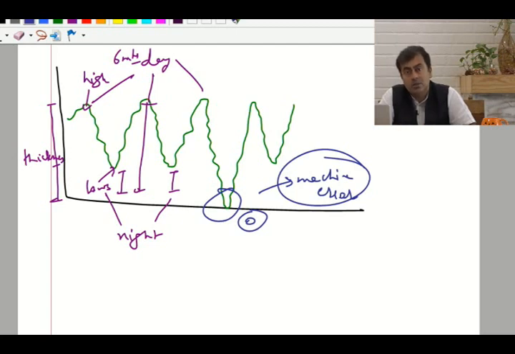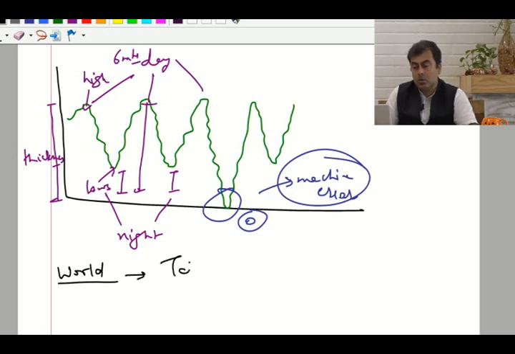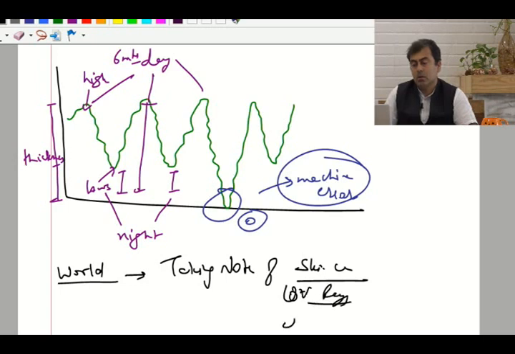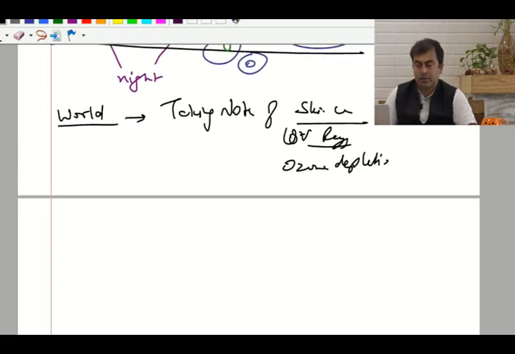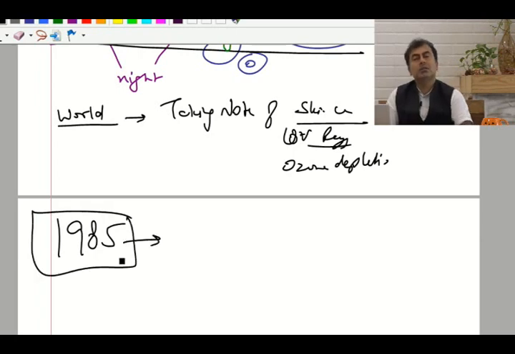Get that? Research is going on. In the 70s this issue is there, in the 80s the research is going on, and the world is also taking note of skin cancer, UV rays, ozone depletion. So the world is also noting. Now the world is concerned. 1985. UN convenes a convention.